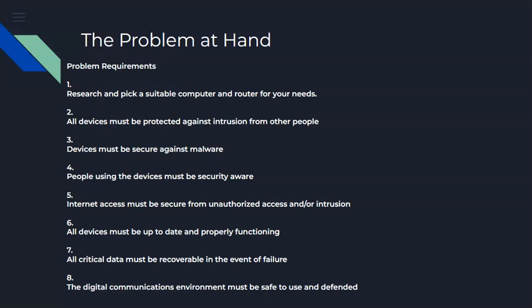Five, internet access must be secure from unauthorized access or intrusion. Six, all devices must be up to date and properly functioning. Seven, all critical data must be recoverable in the event of failure. And eight, the digital communications environment must be safe to use and defend.